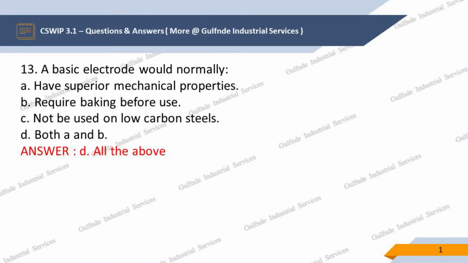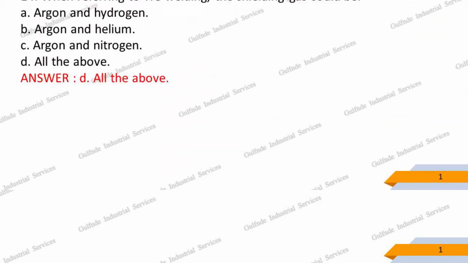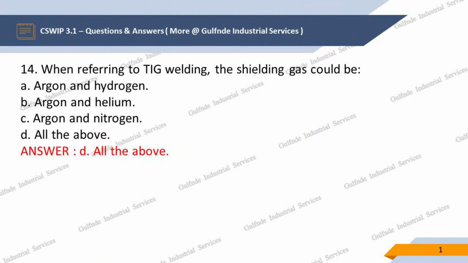Question 13. A basic electrode would normally, options are A. Have superior mechanical properties, B. Require baking before use, C. Not be used on low carbon steels, D. Both A and B. Our answer is D. Both A and B.